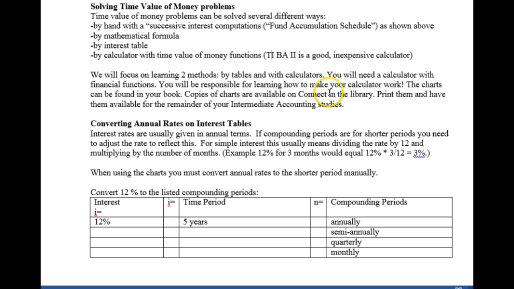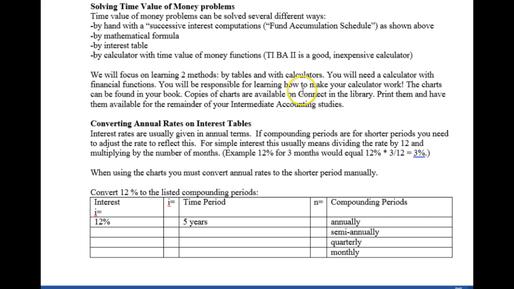The charts can be found in your book. So when I say interest table, those are charts, and they can be found in your book. Students who do the best in this class understand the charts and how they work, because I think a lot of understanding for what happens with time value of money comes by understanding how those charts are made. And students who do that and then solve it with their calculators seem to do the best in upcoming chapters where we're using these techniques.